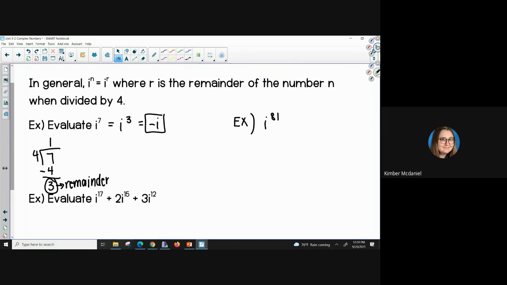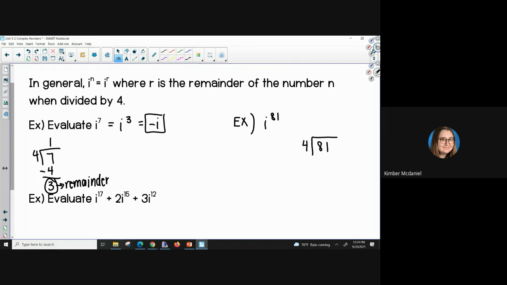Now, let's do the same thing. To evaluate i to the 81st power, we're going to divide 81 by 4. Now, if you're asking yourself, well, are we always going to divide by 4? Yes, because I had a couple people in first period ask that question. It's always by 4 because that's the trick to figuring it out.